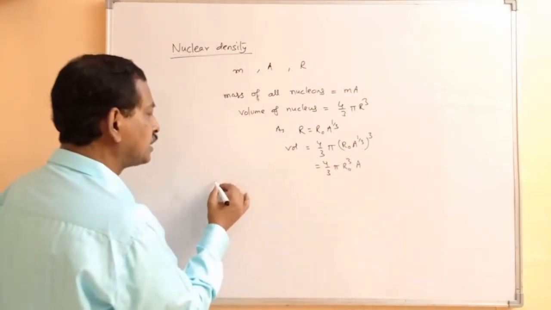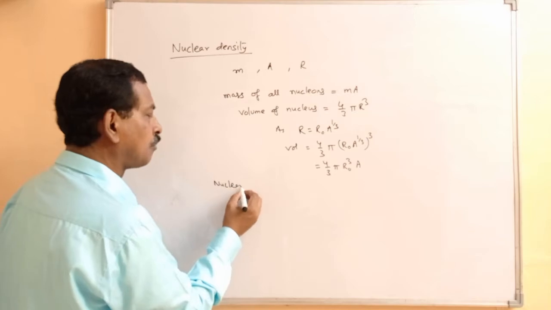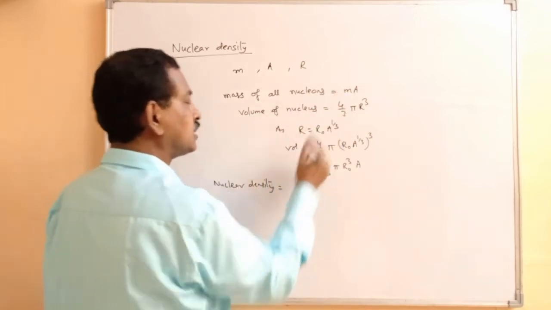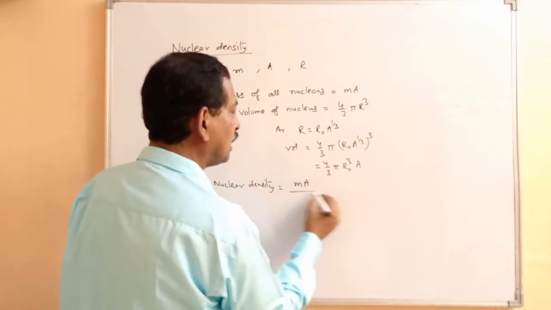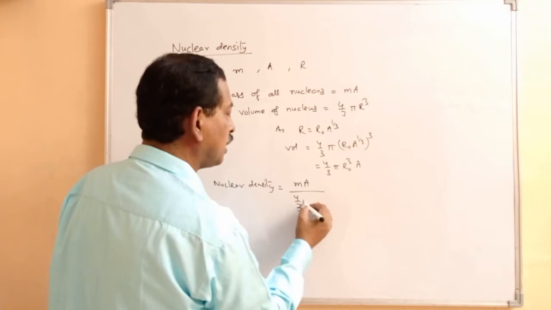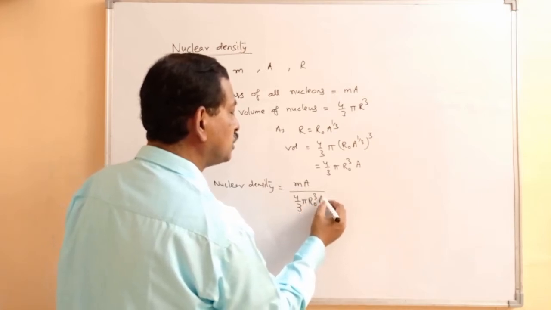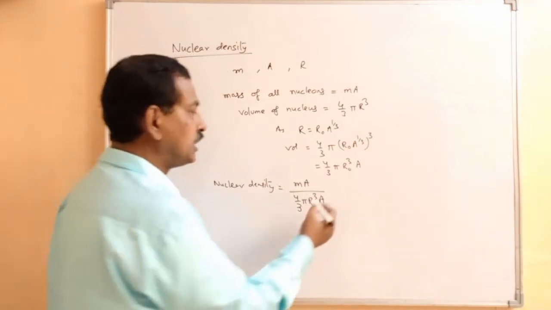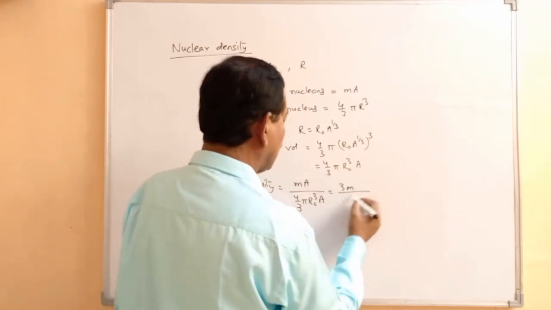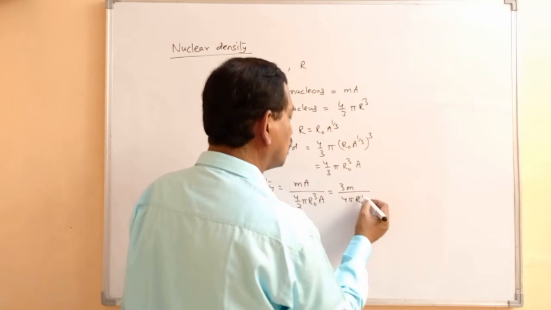So now if you take the nuclear density, in that case, the nuclear mass, that is M into A, divided by the volume, which is 4 by 3 pi R naught cube into A. So now here you can see that A will get cancelled and you will get 3M by 4 pi R naught cube.